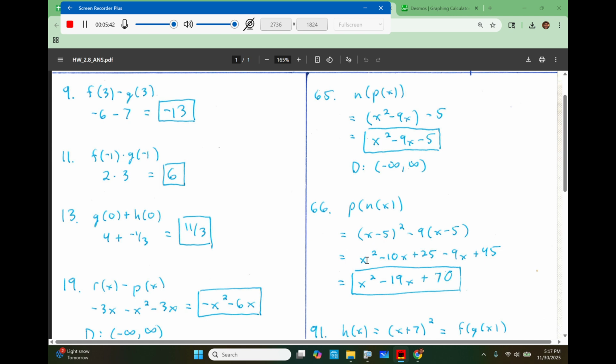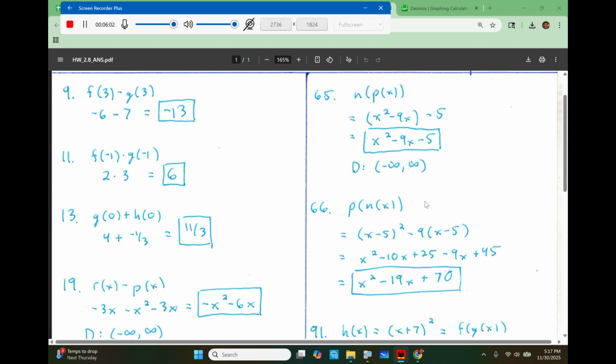This is x squared minus 5x, which is minus 10x, plus 25. And then don't forget to distribute this minus across both terms. Minus 9x plus 45. This simplifies to x squared minus 19x plus 70.